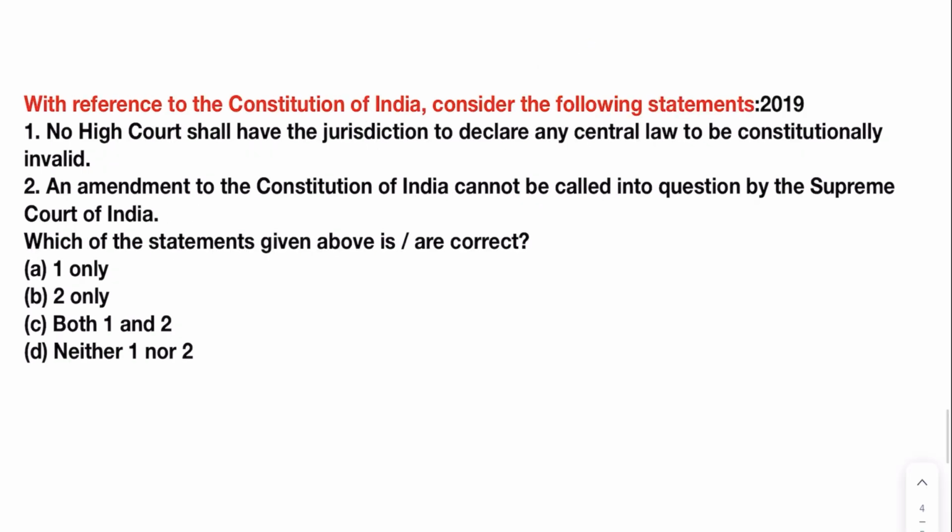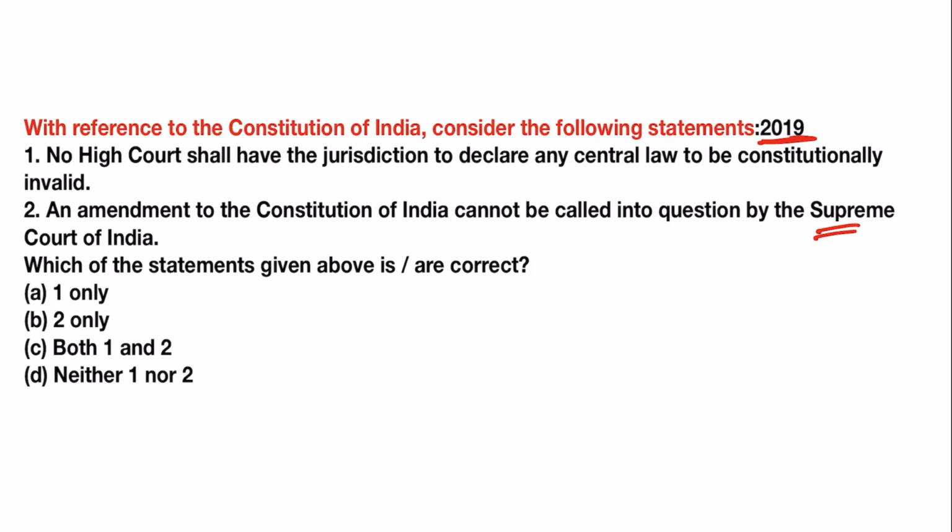Next, with reference to the Constitution of India, consider the following statements asked in 2019. No High Court shall have the jurisdiction to declare any central law to be constitutionally invalid. An amendment to the Constitution of India cannot be called into question by the Supreme Court of India. This is not true. Supreme Court has the power of judicial review, so it can question, and High Courts have the jurisdiction to question central laws if they are unconstitutional. So answer will be neither 1 nor 2.